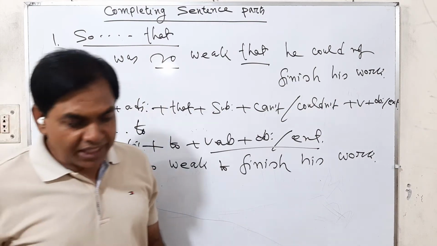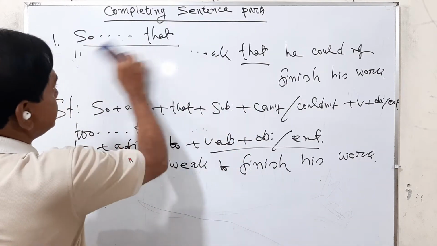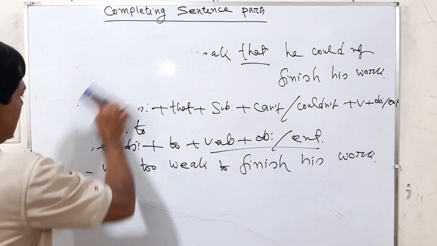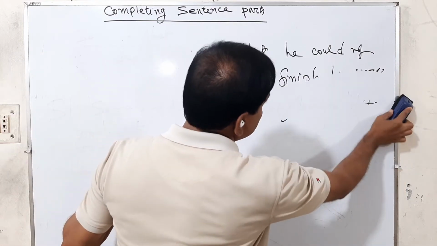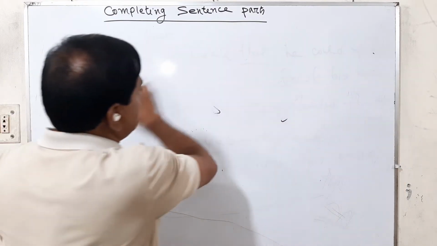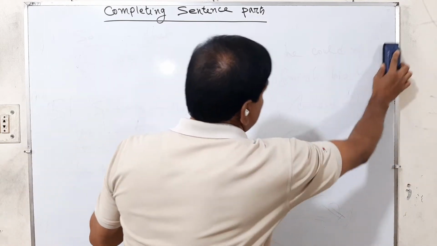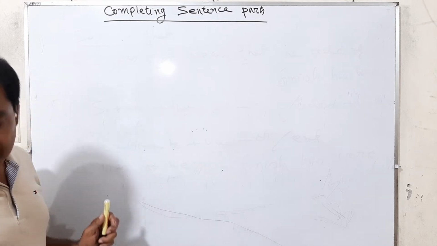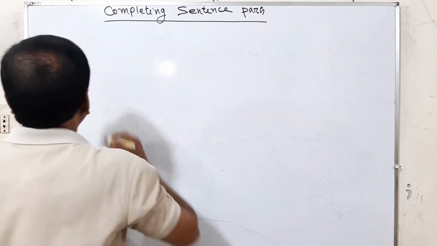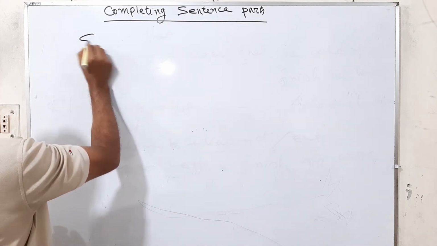So we are going to the next. All the structures will confirm you how to write English easily by following structures and by following the tenses and structure of the basic part in a sentence. The next one is so that.